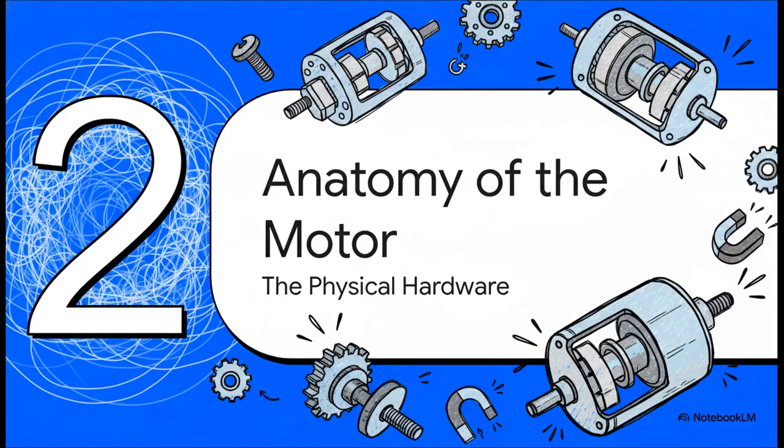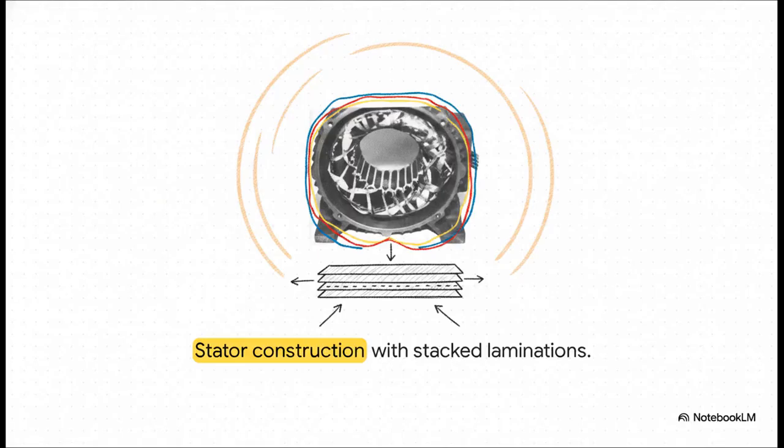Section 2. Anatomy of the motor. All right, let's move from that theoretical magnetic ghost to the actual physical hardware that responds to it. In real-world stator construction, you've got a heavy steel frame supporting the core. But notice, the core isn't just a solid chunk of metal. It's built from thin, stacked laminations, which is absolutely brilliant for reducing energy loss. And all around the inside are evenly spaced slots. That right there is exactly where those three-phase windings we just mapped out are housed.